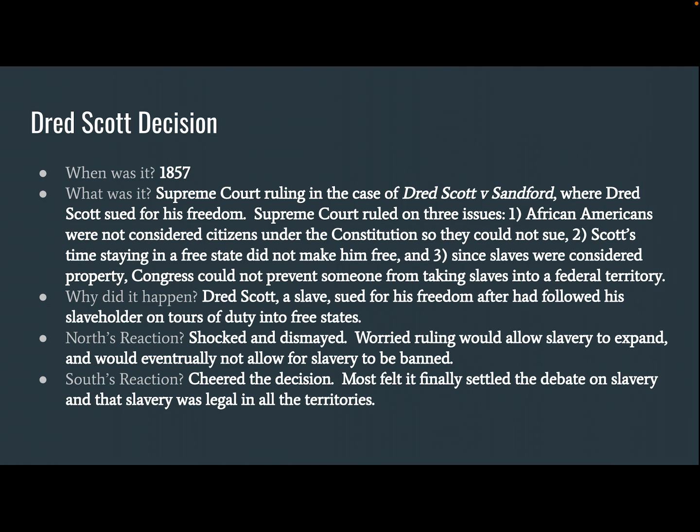The South, they're obviously very happy with this decision. It very much supported their side, and I'm putting that in quotation marks, side, right? Most felt that it finally settled this debate on slavery and whether slavery was legal in all the federal territories. So the territories meaning the Kansas territory, the Nebraska territory, Utah, right, all those territories, basically saying that the government cannot ban slavery there.